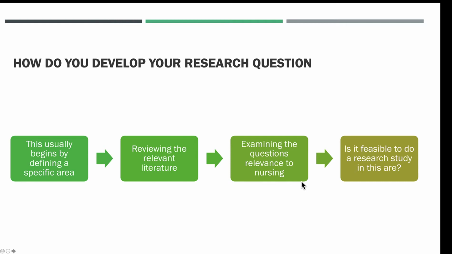The first thing I want you to think about is, how do you develop your research question? And this is important in this class because it's one of your first assignments, to develop a research question based on the topics that I've given you. This usually begins by defining a specific area. To some extent, I'm going to give you broad areas that you can use. Then you're going to review the relevant literature.